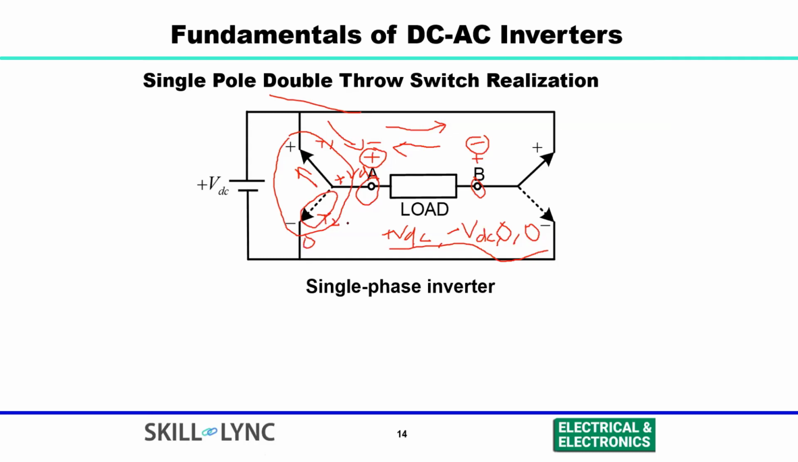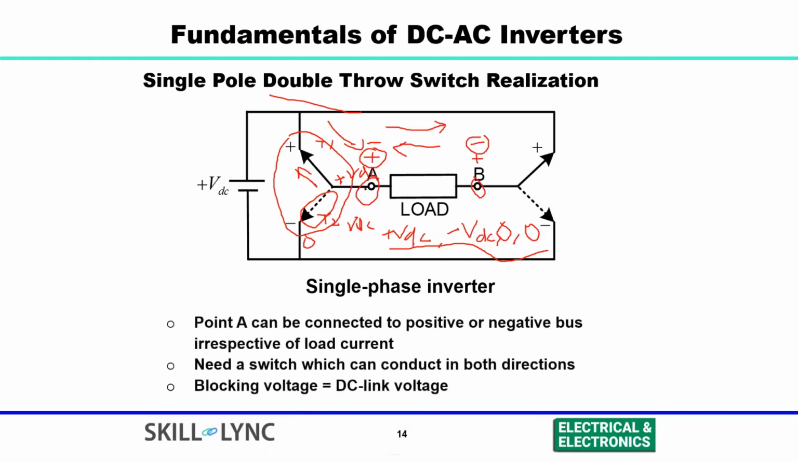So VDC minus 0 is VDC. So finally, what are the requirements of the switch? The point can be connected to both positive and negative irrespective of the current, and we need a switch which can conduct in both directions, and the blocking voltage should be the DC link voltage. So what can be realized? We can realize it with a simple MOSFET or an IGBT.